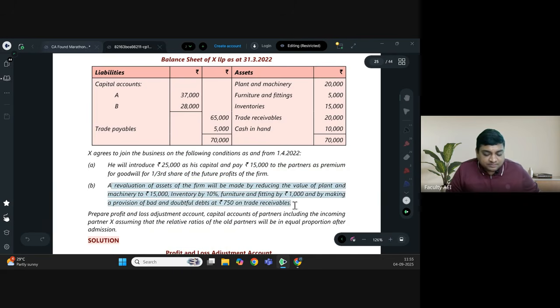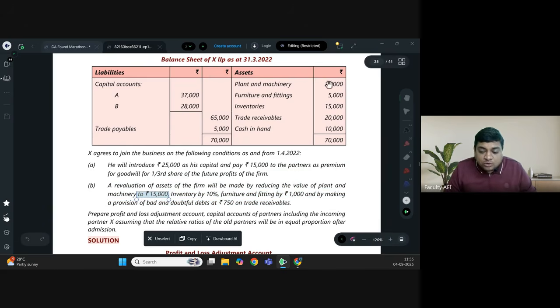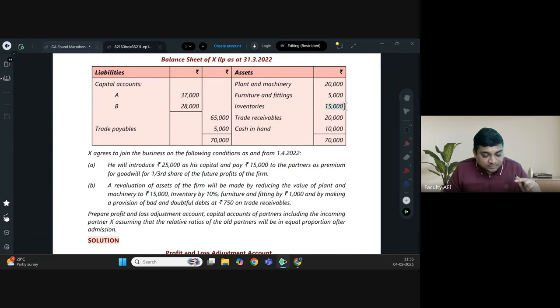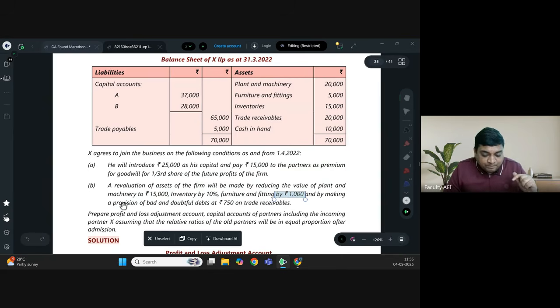Revaluation is given. Clear? They are paid. It means this is the new value, so from 5,000 there is a fall. Inventory, so 10% is the fall. Furniture fittings, 7,000 is the fall. And provision for doubtful debt, I have to make 750. Previously there was no provision. So all of this is loss. This point number B is full loss.